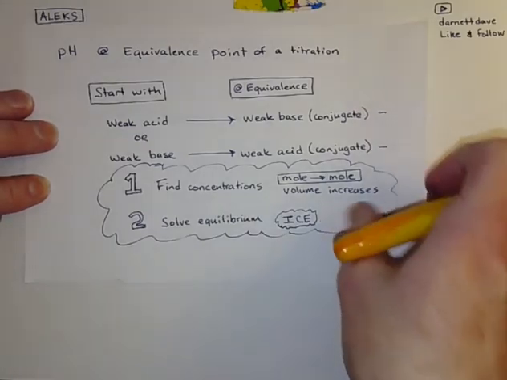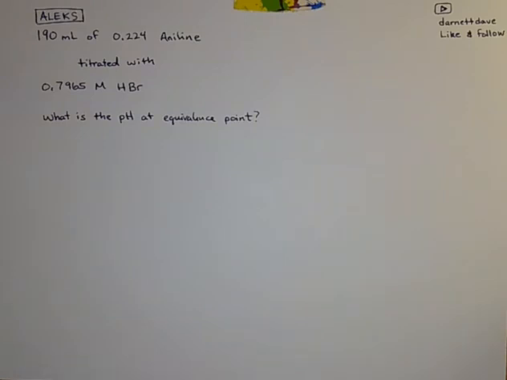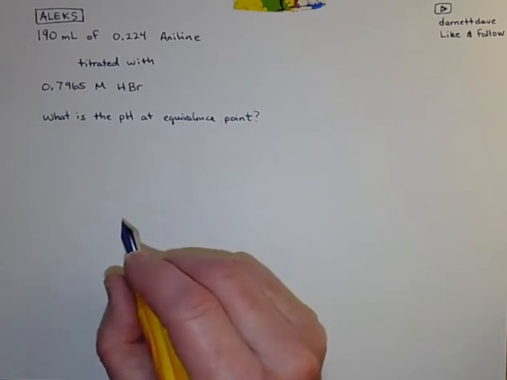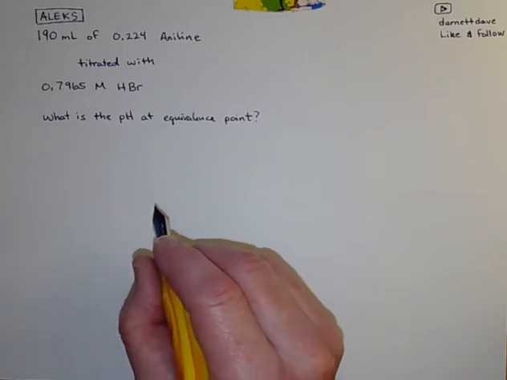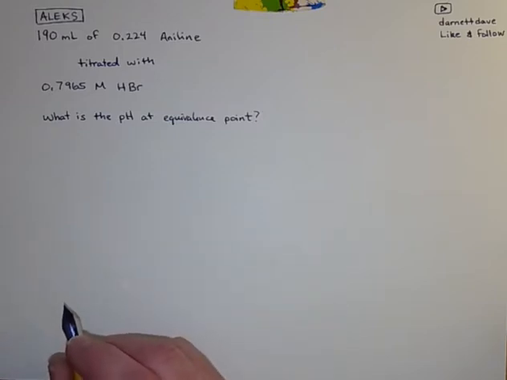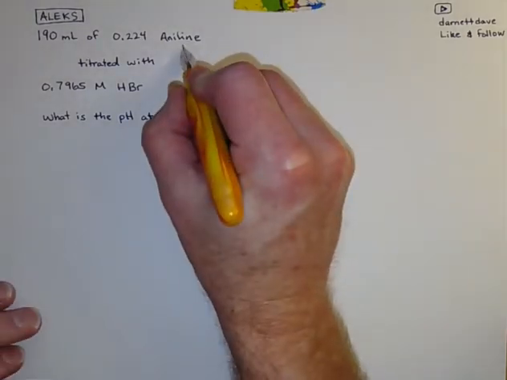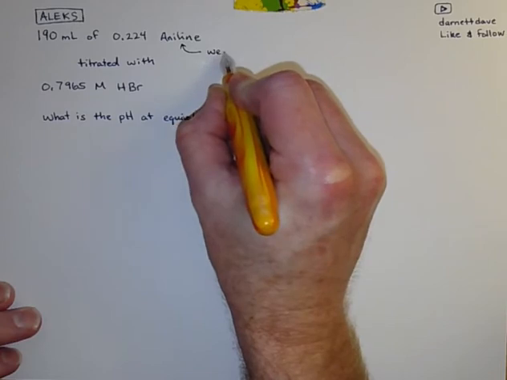Okay, so here is an example from Aleks. And in this example, we are given 190 milliliters of 0.224 molar aniline, and we are titrating that with 0.7965 molar HBr, which is a strong acid. Okay, so let's go ahead and calculate. We'll work toward calculating the concentration of anilinium that we end up with. Okay, that's the conjugate acid of the weak base aniline. So aniline is a weak base.